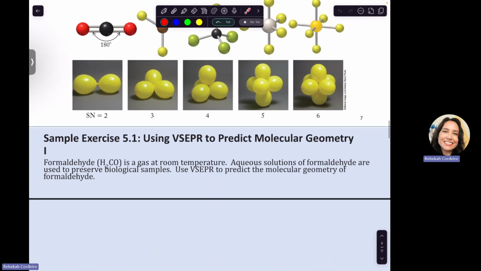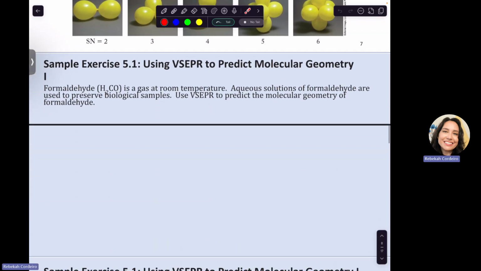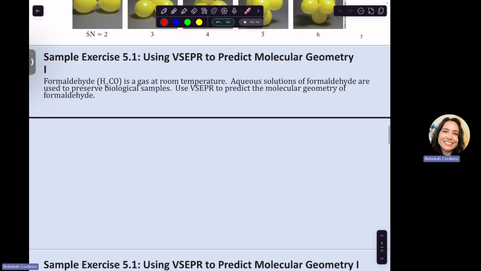So why don't you try drawing formaldehyde, H2CO, and then tell me what you think the molecular geometry would be. As we go to draw H2CO, we're going to count up 2 hydrogens, 1 carbon, and 1 oxygen. We're going to count up those valence electrons, and you should get a Lewis structure that looks something like this.